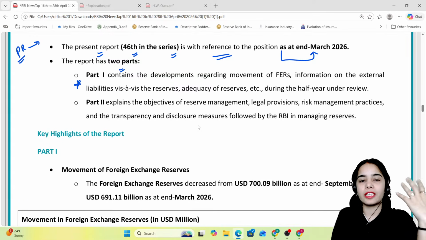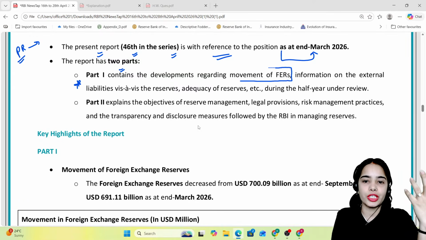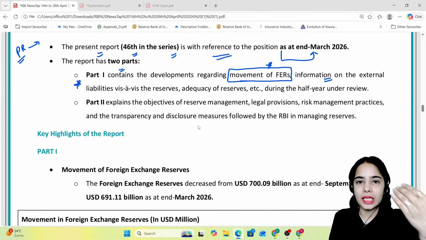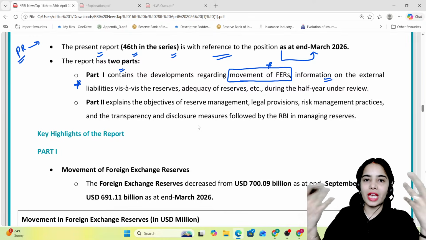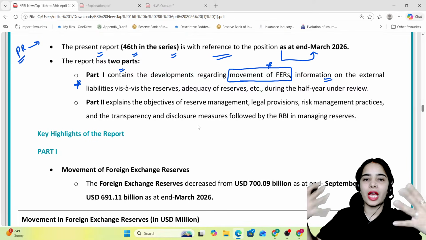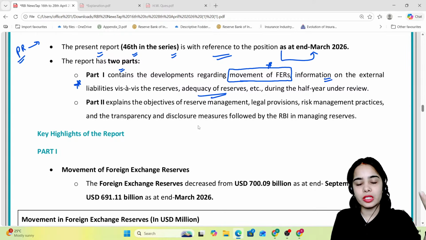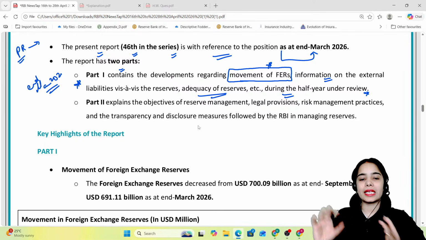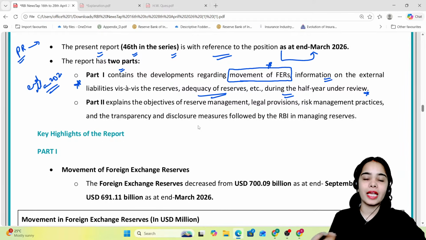Part 1 contains the developments regarding the movement of the foreign exchange reserves, the information on the external liabilities, how much liabilities we have with other countries, and the external assets, like how much assets we have in other countries also. Then the adequacy of reserves: are the reserves adequate during the half year under review? So at the end of March 2026, we will see what the movement of foreign exchange reserves is, whether they have increased or decreased, the external liabilities against the external assets, and the adequacy of reserves. All of this we are going to discuss in part 1.